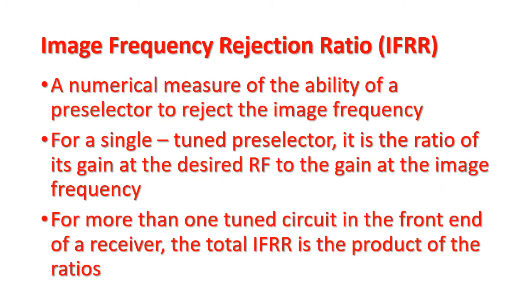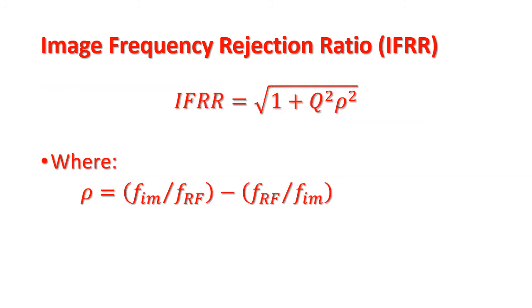Image frequency rejection ratio. This is a numerical measure of the ability of a preselector to reject the image frequency. For a single tuned preselector, it is the ratio of its gain at the desired RF to the gain at the image frequency. For more than one tuned circuit in the front end of a receiver, the total IFRR is the product of the ratios. IFRR is equal to the square root of 1 plus Q squared times rho squared, wherein rho is equal to the image frequency divided by the RF frequency minus the RF frequency divided by the image frequency.